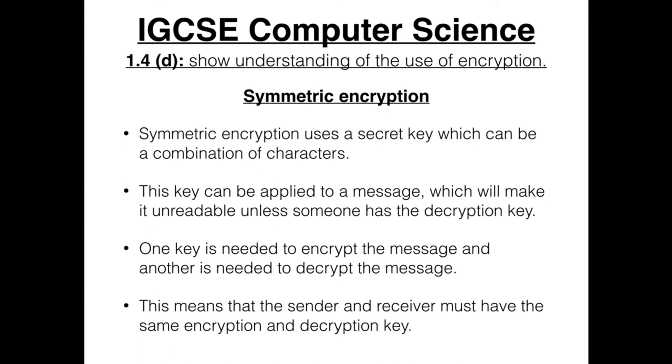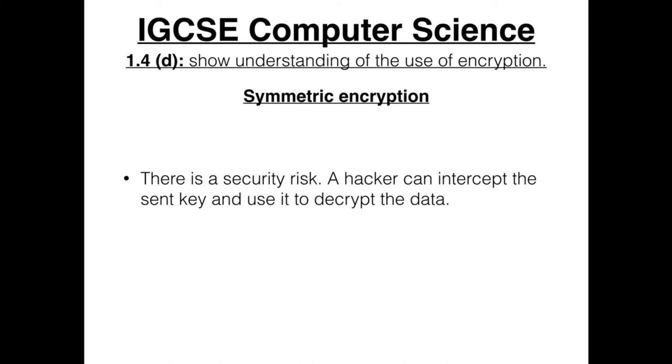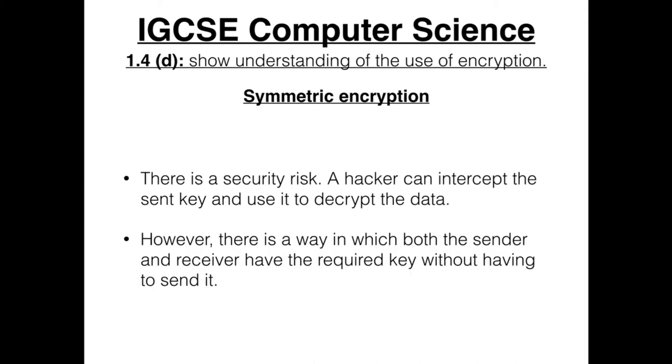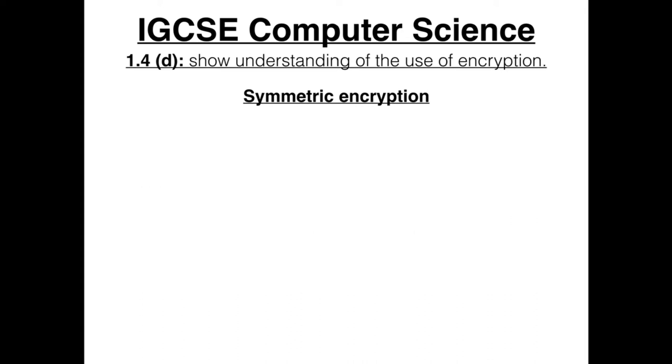Now, you may guess that this poses a problem. In order for both sender and receiver to have the keys, they're going to have to send them to each other somehow. And the hacker can intercept the sent key and use it to decrypt the data. That's not good, is it? But there is a way in which both the sender and receiver have the required key without having to send it. So here's how it works.